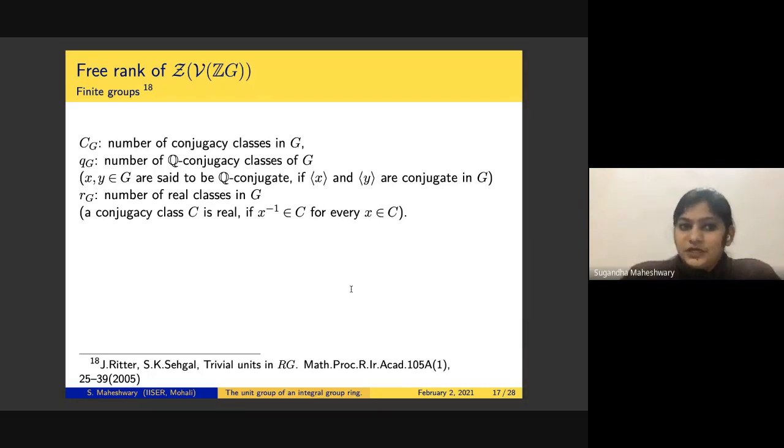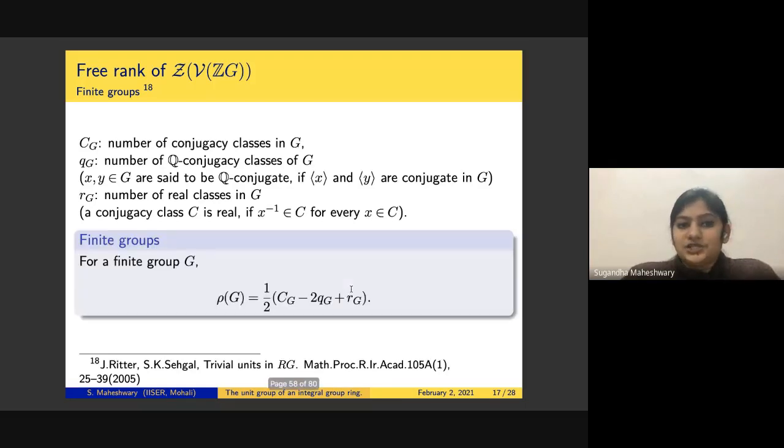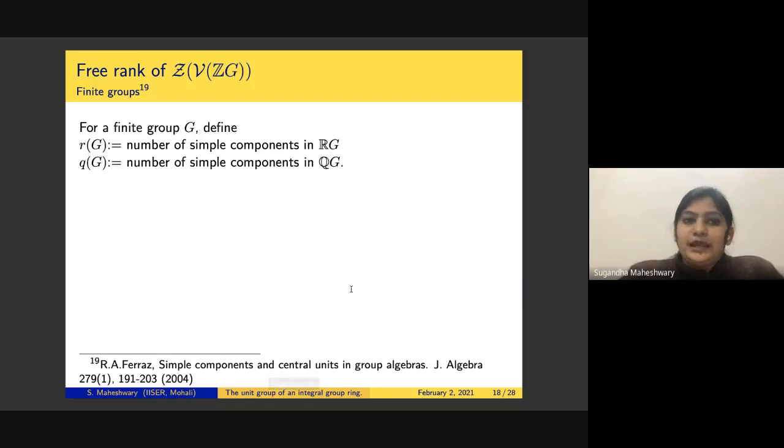So in terms of these CG, QG, and RG, he gave a formula for the rank for finite groups, right? So we do have a complete answer for any finite group. What is the rank of the free abelian part associated to the unit group? And this work was carried out independently by Ferraz in 2004. So it was almost the same time period when the two of them were working on the same kind of things.